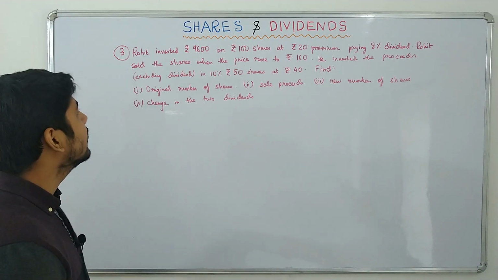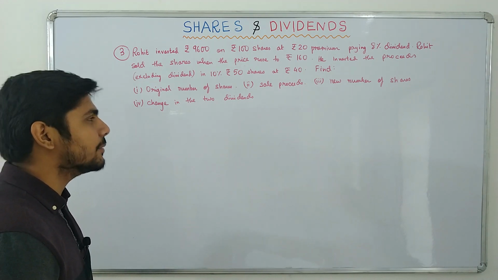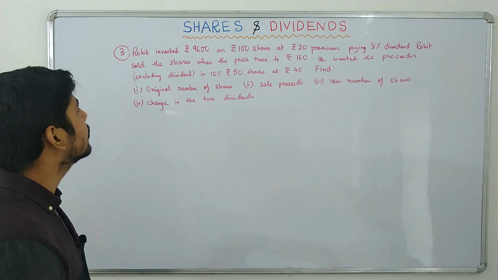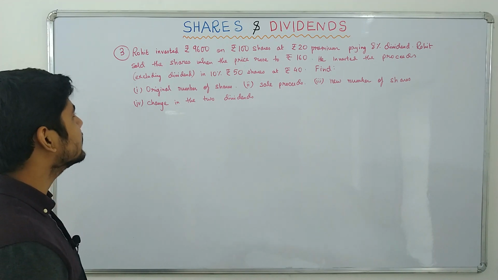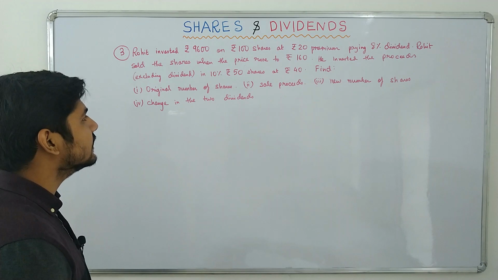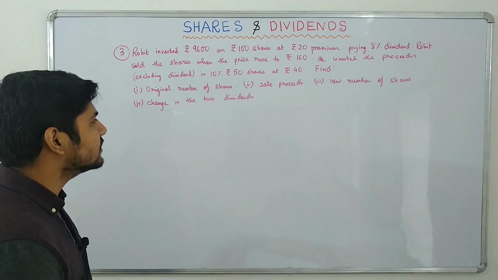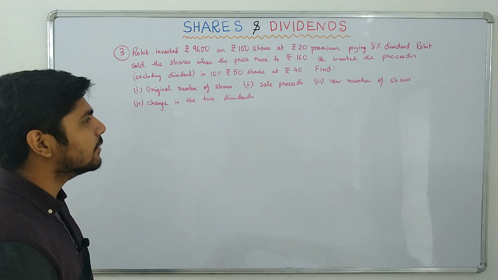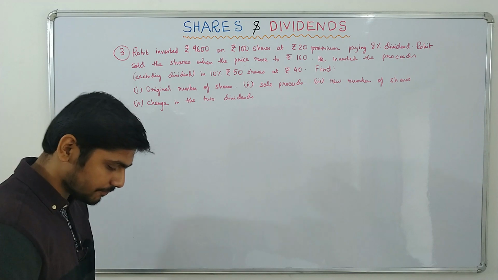Number 3. Rohit invested rupees 9,600 on rupees 100 shares at rupees 20 premium, paying 8% dividend. Rohit sold the shares when the price rose to rupees 160. He invested the proceeds excluding dividend in 10% rupees 50 shares at rupees 40. You have to find number 1, the original number of shares, number 2, the sale proceeds, number 3, the new number of shares, and number 4, the change in the 2 dividends.